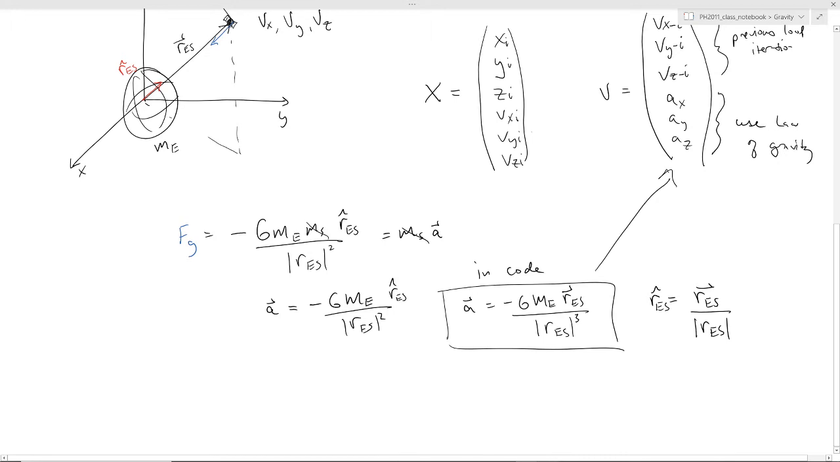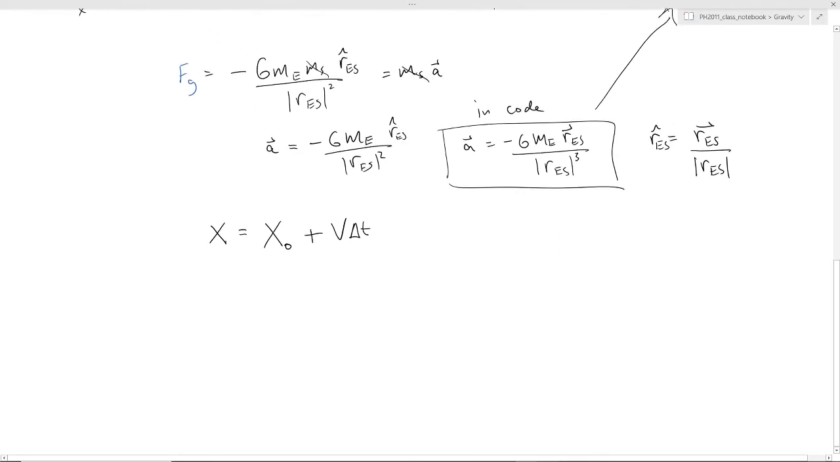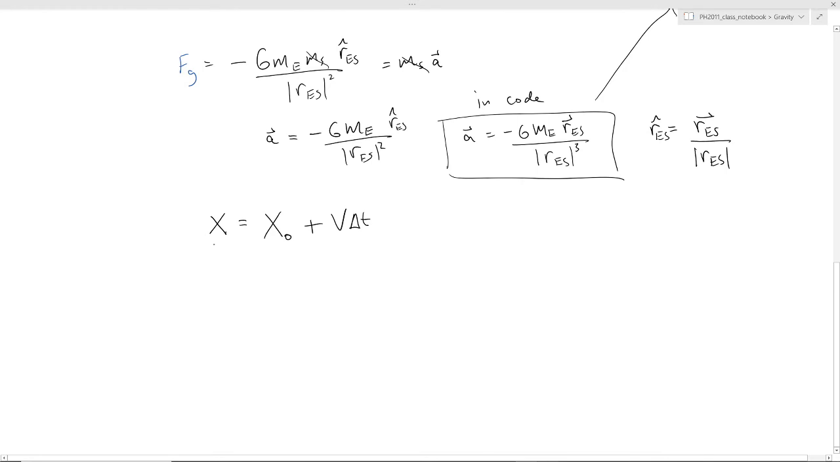And if we put these ingredients together, it's going to look like: the state of the system will be the initial state plus this velocity times a time step. And this is exactly the same picture that we talked about with our one-dimensional case, except now it's six-dimensional. So this is the state of the system. This is the initial conditions.